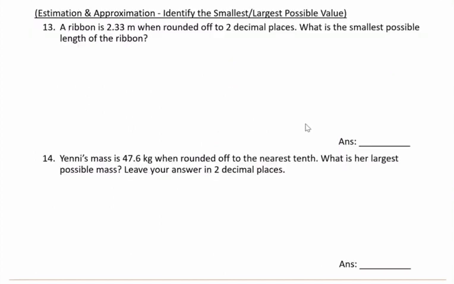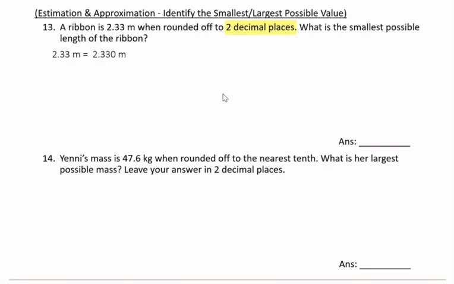Estimation and approximation to find the smallest and largest possible value. For this, I'm looking at the smallest possible value here. A ribbon is 2.33 meter when rounded off to 2 decimal places. So if I want to round to 2 decimal places, when you do the rounding off just now, you need a 3rd decimal place to determine. So I'm going to change this 2.33 to 3 decimal places by adding a 0 at the back. 2.330.